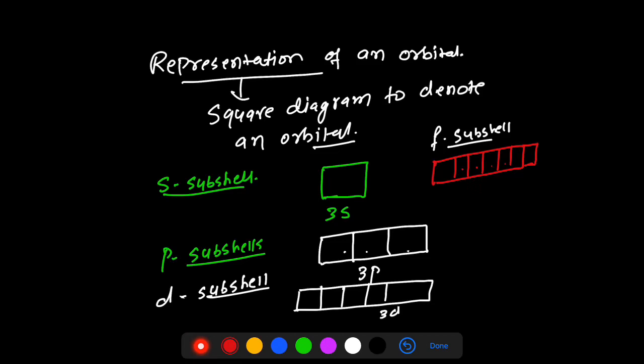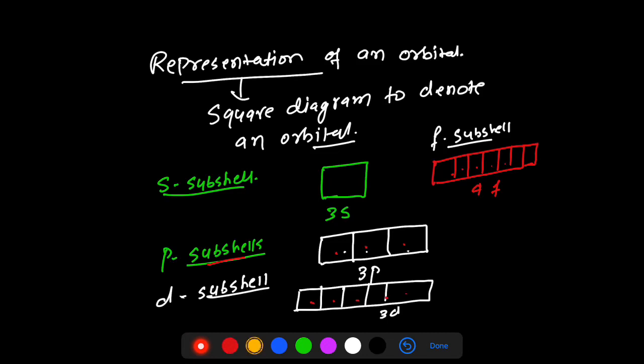F subshell will be, we know that there are 7 orbitals, right? It can be either 4f, 5f, anything, any f orbital. So these blocks are the number of orbitals there. We can see that P subshell has 1, 2, 3 orbitals. D has 1, 2, 3, 4, 5 orbitals. F has 7 orbitals, like that. S has 1 orbital. Fine.